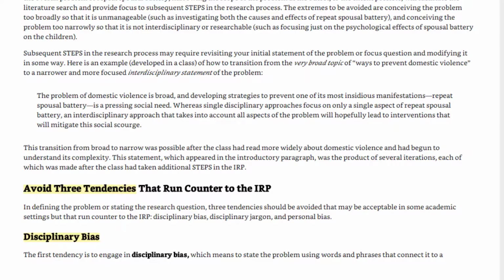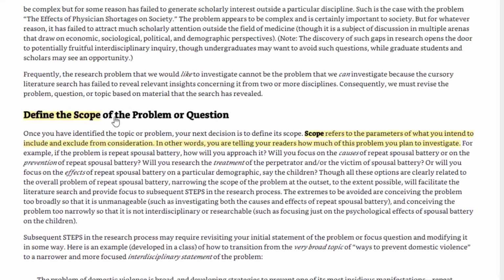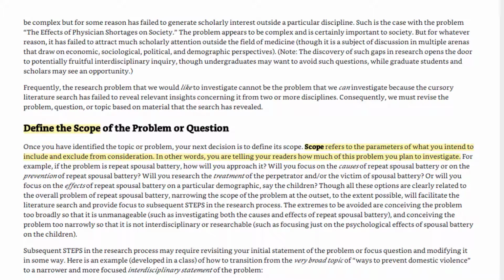The next part of that subset is to define the scope of the problem. And scope is 2 things. It's not only what is included. It's also what is excluded. So sometimes your papers won't even make reference to what's not being covered. But occasionally, you will need to make a statement in your paper that says something along those lines.